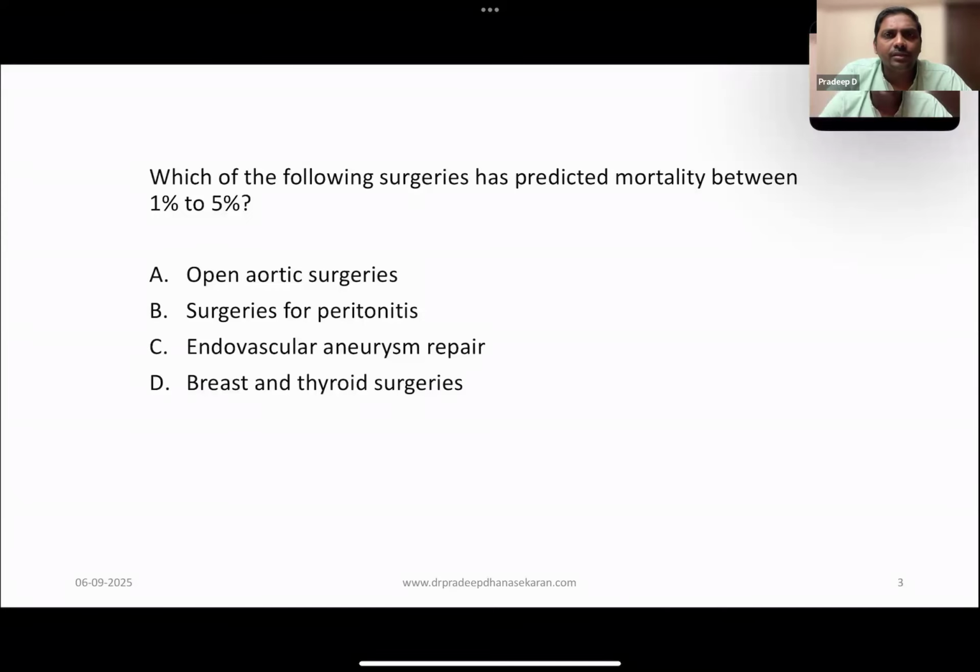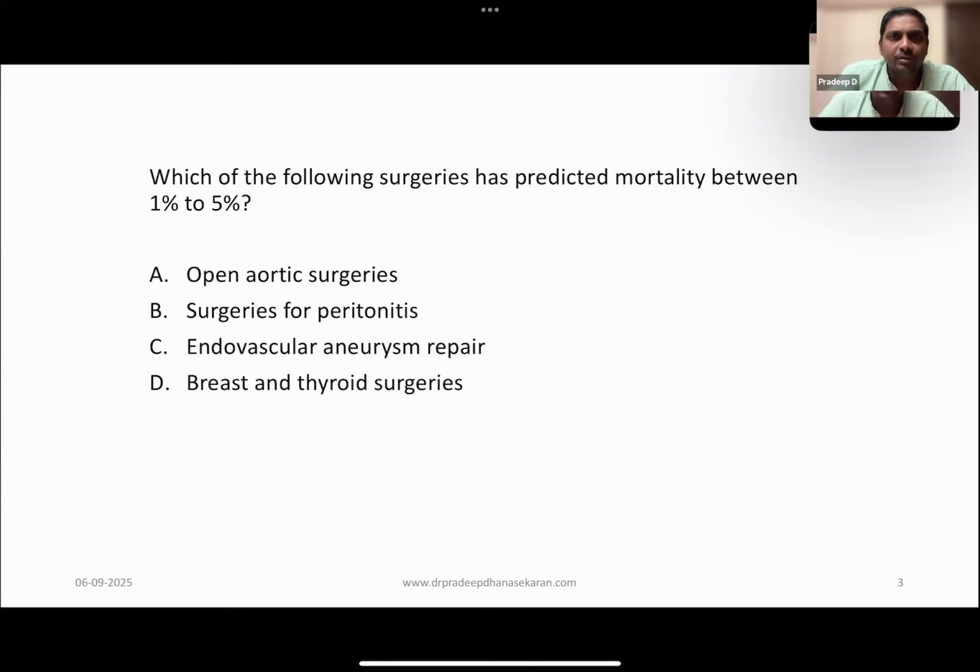Generally, the incidence of these high risk surgeries is only around 15%, and those surgeries remain the maximum cause of postoperative mortality. So you have to identify which of the following surgeries is a medium risk surgery. Breast and thyroid surgeries are low risk surgeries. Open aortic surgeries or peritonitis surgeries are high risk surgeries. That means their mortality risk is more than 5%.